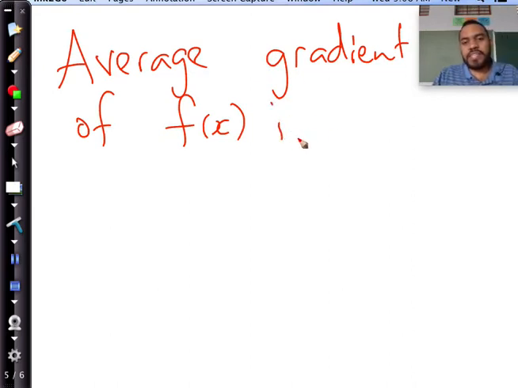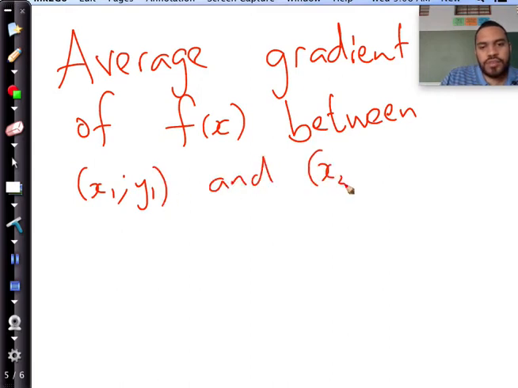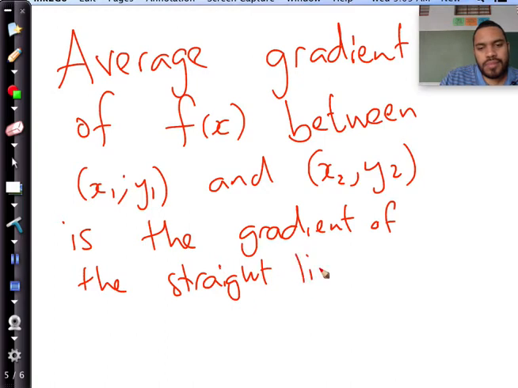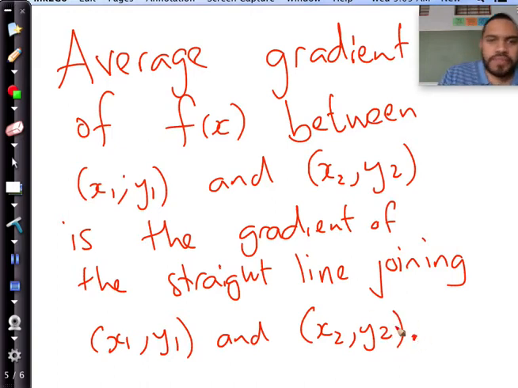is, let's make it specific, between x1 and y1 and x2 and y2 is the gradient of the straight line joining x1, y1 and x2 and y2. Okay, so we good people.